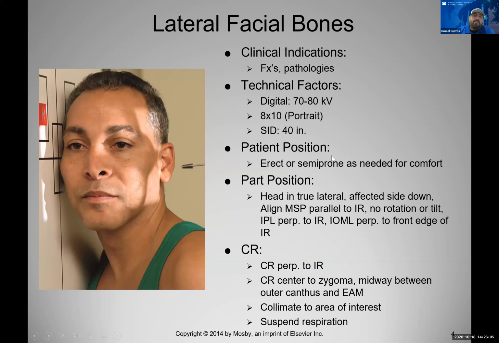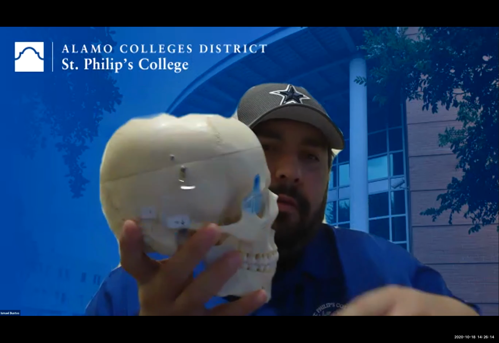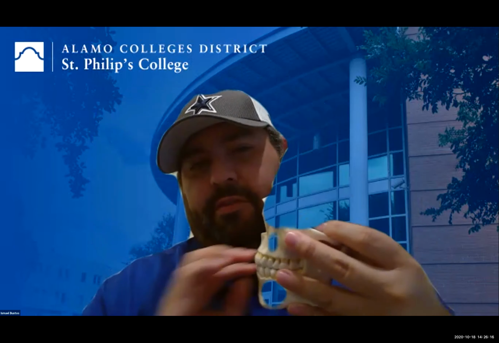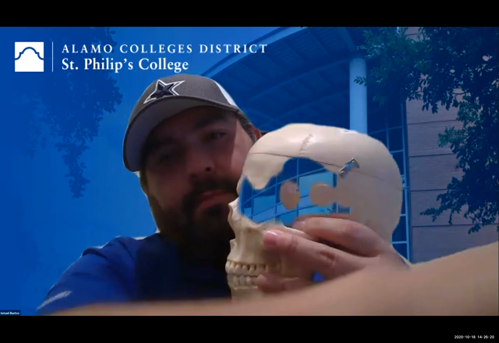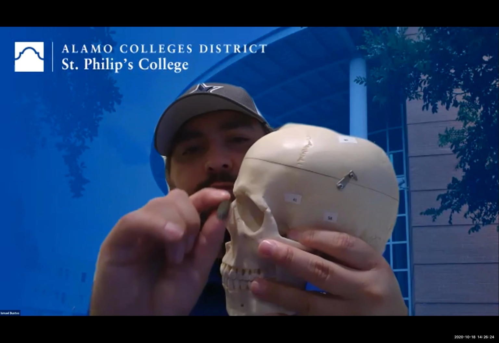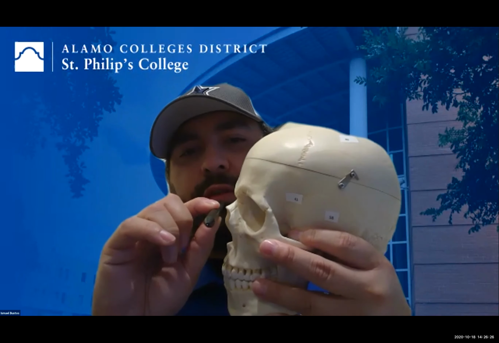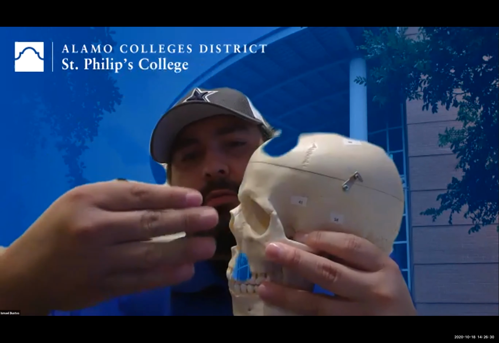Okay, so again, important things to remember is to get them in a true lateral position. We want to make sure that the IPL, which goes across here, is perpendicular to the image receptor. We want to make sure that the mid-sagittal plane, which comes down this way, is parallel to the image receptor. We want to make sure that the IOML, which is this line down here.